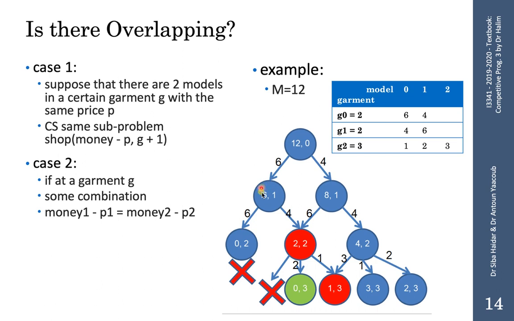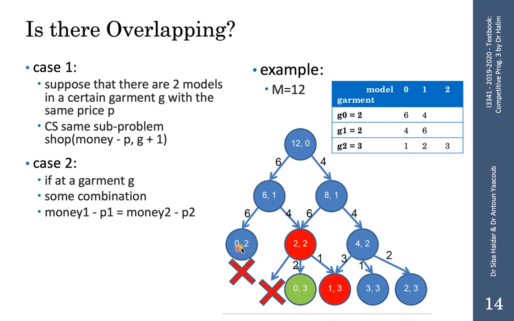If in this state you have $6 and you choose to buy the garment with $4, which is the first model in garment 1, you will still have $2 with the focus now on garment number 2. And this is the exact same state you can reach from the state 8, 1, because if you buy the garment that costs 6, this also leaves you $2 and the focus on garment number 2, from which you can continue. You cannot buy, of course, the model that costs 3. You can buy either the model that costs 1 or the model that costs 2.